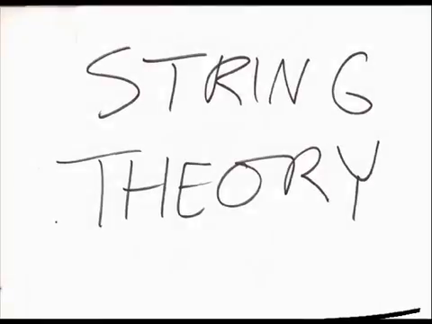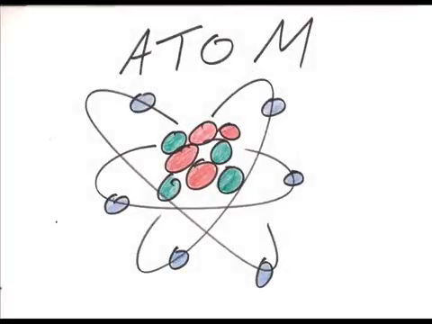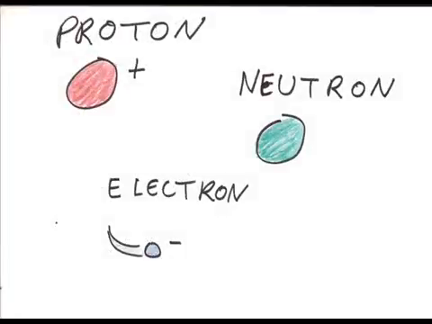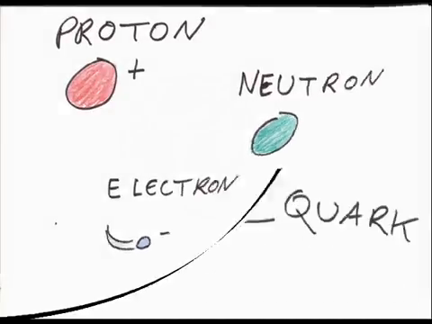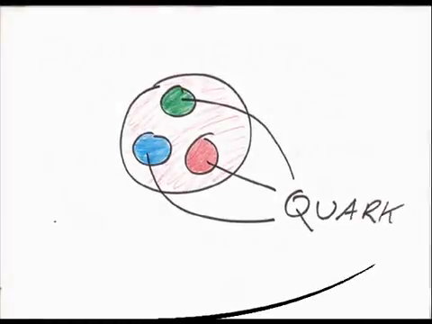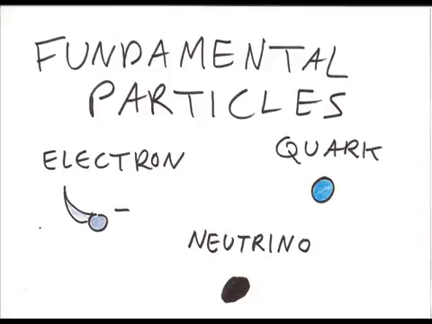String theory. As most people know, all matter is made up of atoms. Atoms are made up of protons, neutrons, and electrons. Protons and neutrons are further made up of quarks. Electrons, quarks, and other small particles like neutrinos fall into a group of objects called fundamental particles because they cannot be broken down further.